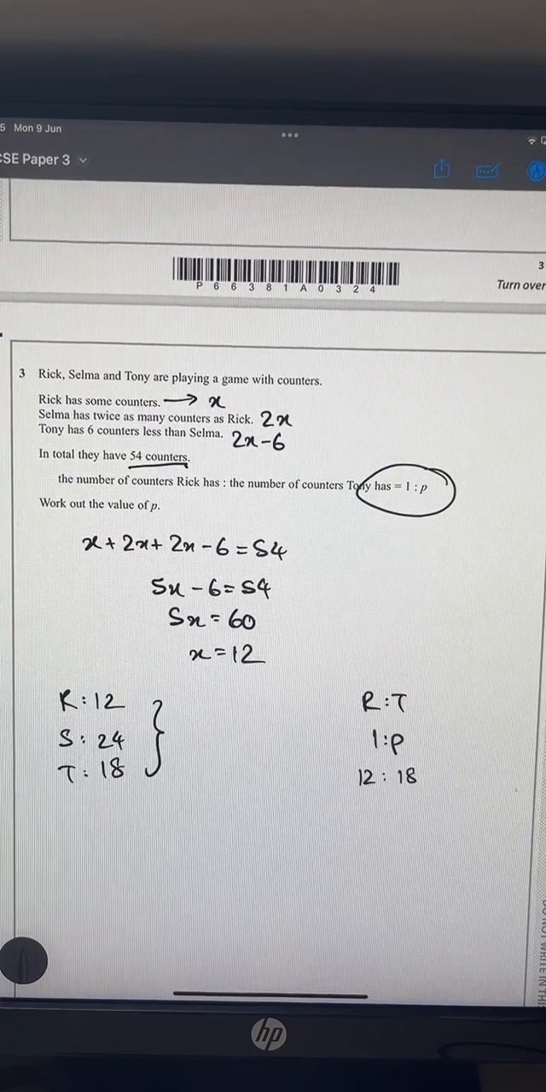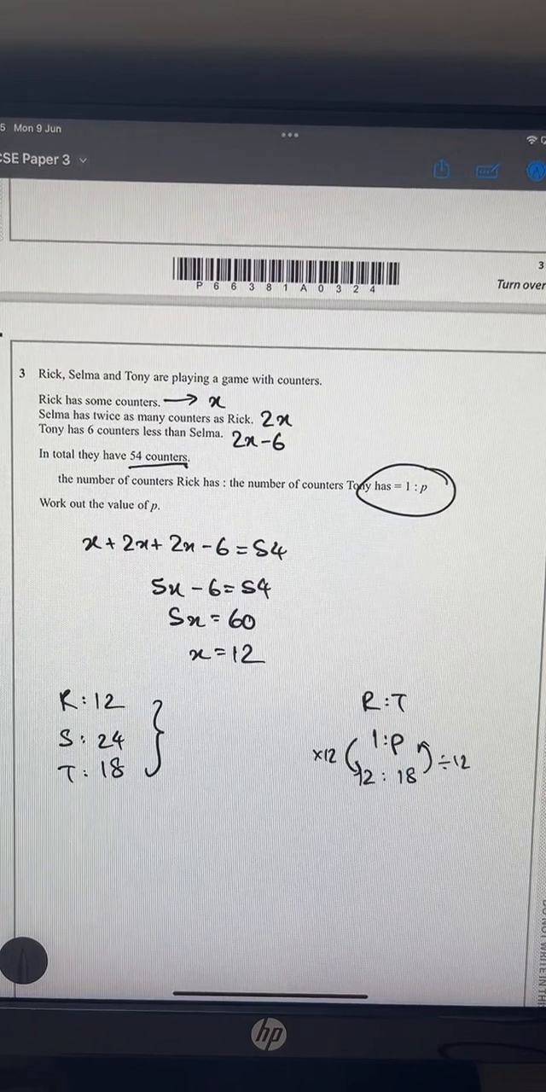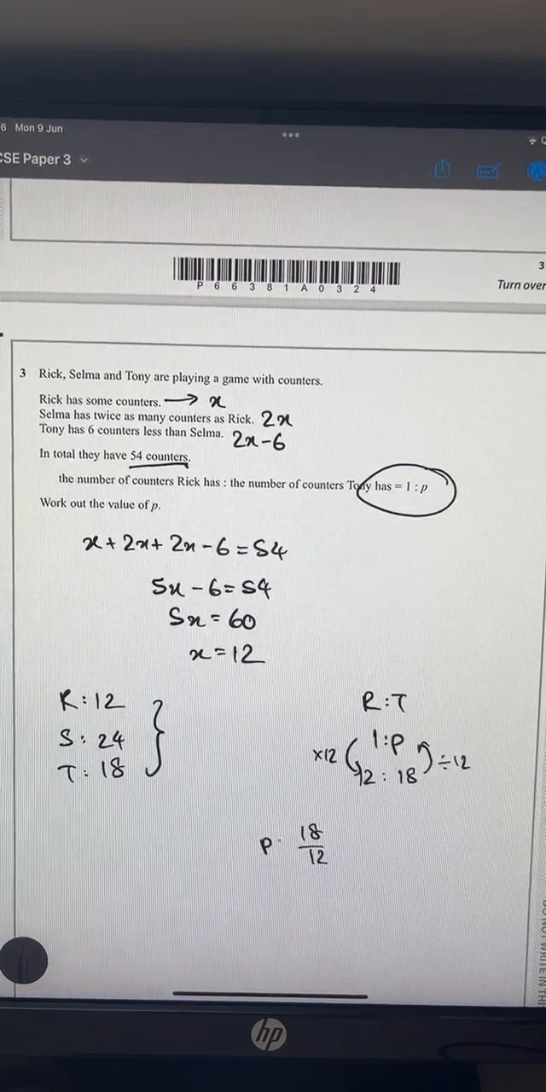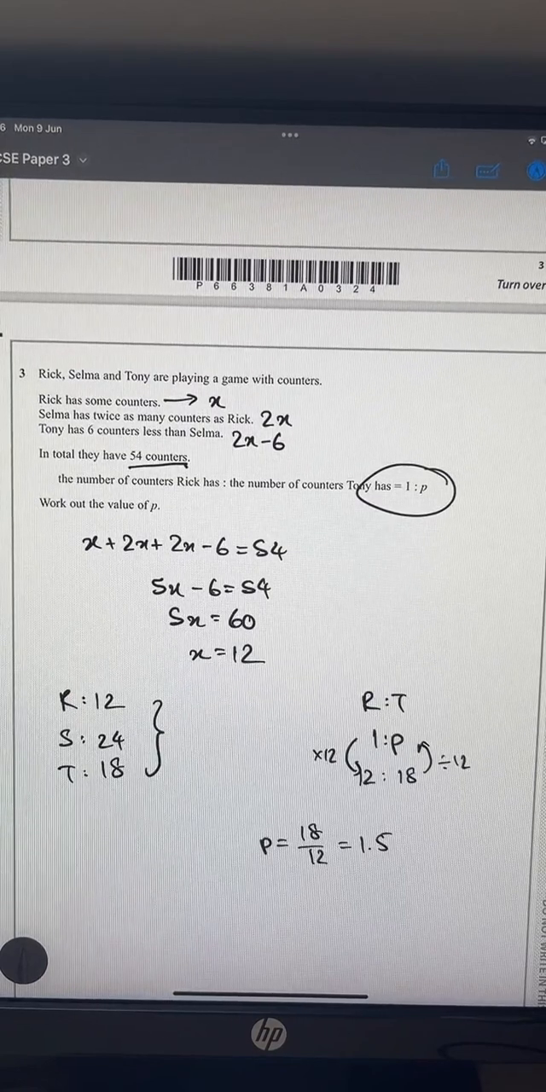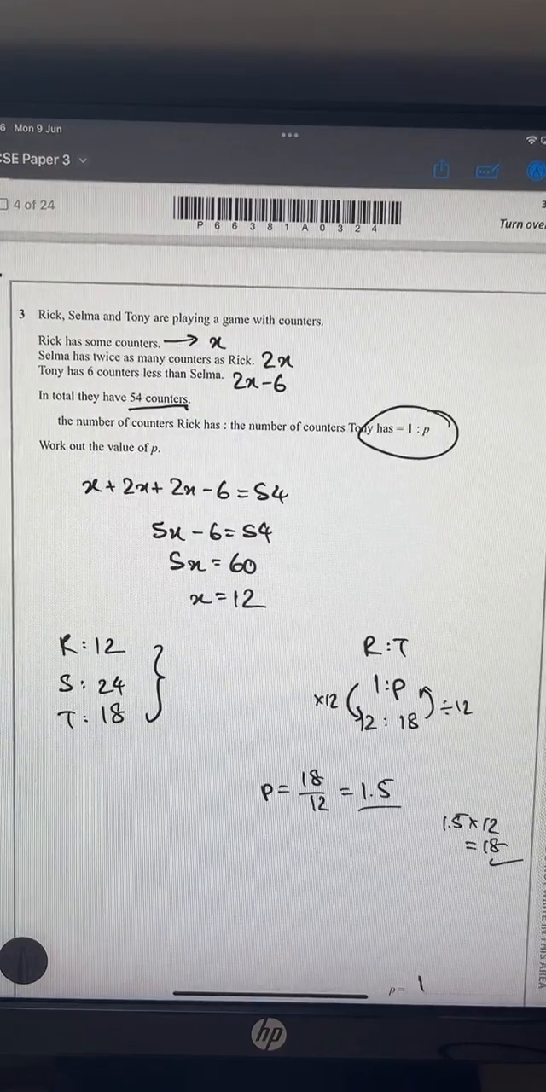So I need to see how do I get from 1 to 12, and I'll do the same thing but going the opposite direction to go from 18 to P. So to get from 18 to P, I'm just going to divide by 12. So 18 over 12 is going to be equal to P, and that is just going to be equal to 1.5. And I can check by doing 1.5 times 12, and that indeed gives me 18 in my calculator. So that's how you do that. So then I just say P is 1.5. Does that question make sense?